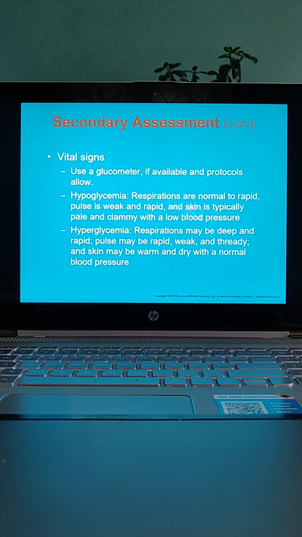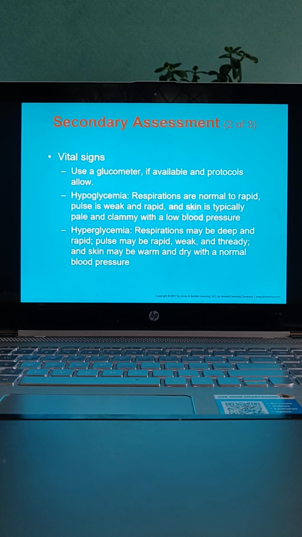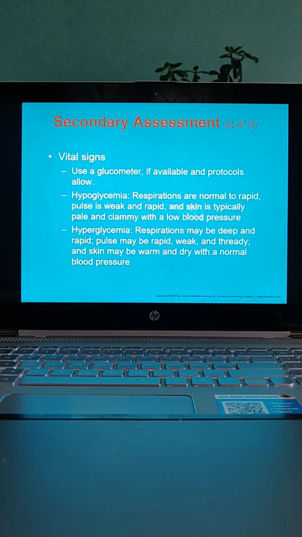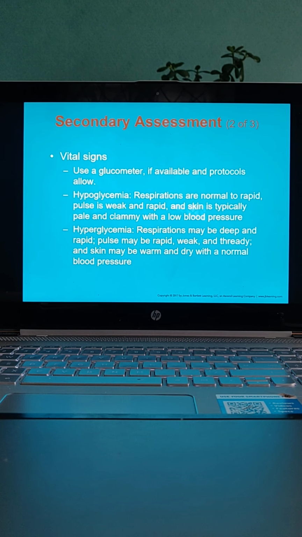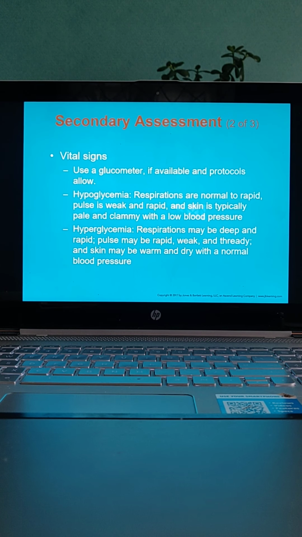Hypoglycemia: respirations are normal to rapid, pulse is weak and rapid, and skin is typically pale and clammy with a low blood pressure. Signs of shock. Hyperglycemia: respirations may be deep and rapid, Kussmaul respirations. Pulse may be rapid or weak and thready, and skin may be warm and dry with a normal blood pressure. If you take a look at the last two, skin condition: someone who's hypoglycemic is going to have cool, clammy skin. Somebody who's hyperglycemic is going to have warm and dry skin.